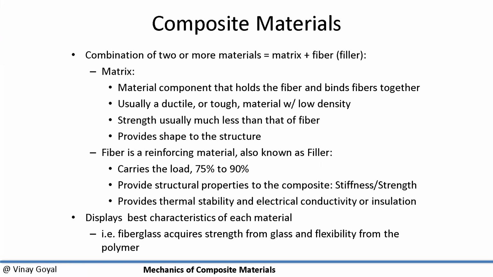So what is a composite material? We talked about it before, but I want to make sure it's clear in our heads. The fiber carries 75% to 90% of the load, provides most of the stiffness, provides amazing strength, and it provides thermostability, electrical conductivity, or insulation as well.